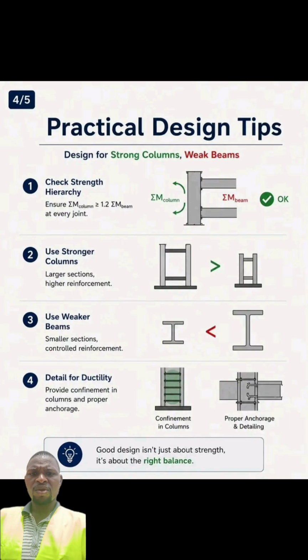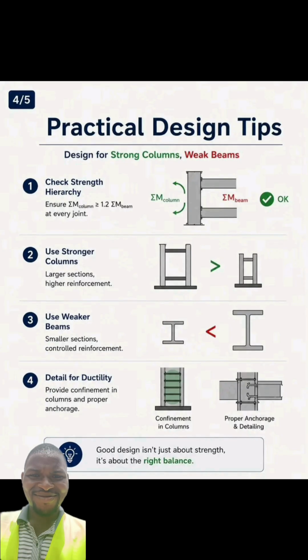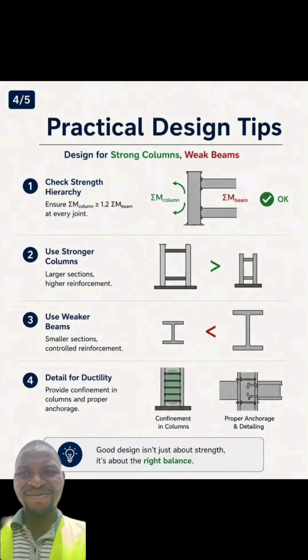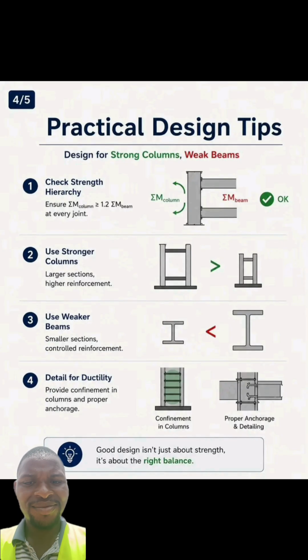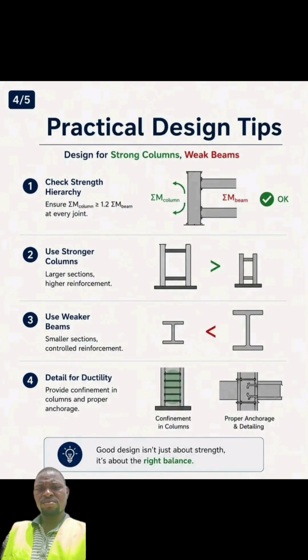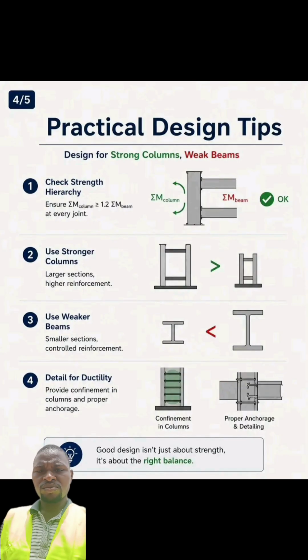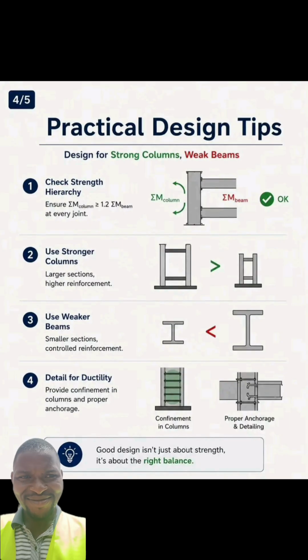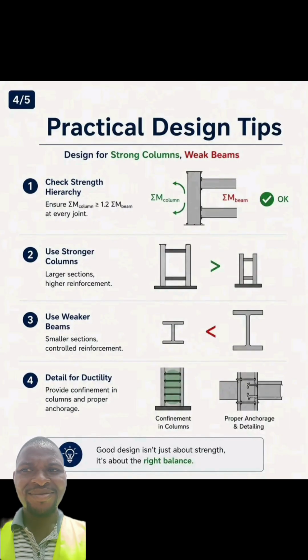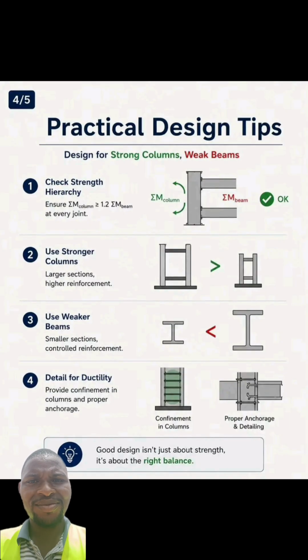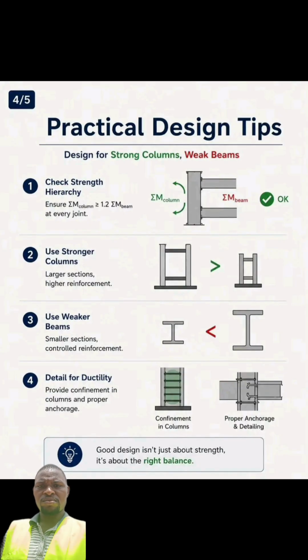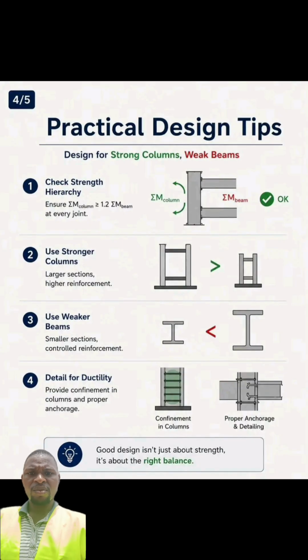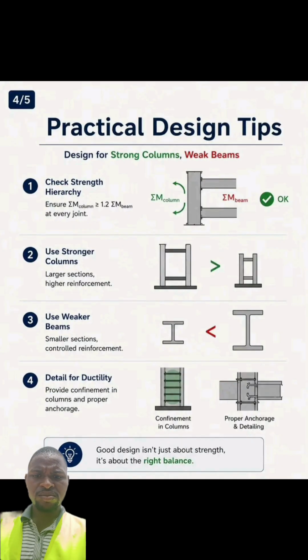Then you're also going to use stronger columns. You understand? Large column sections, higher reinforcement. So you make sure you use large column sections, and if you are going to construct large column sections, it's going to also come with higher reinforcement. Then you make sure you use weak beams. You understand? Because when you make use of weak beams, smaller sections, controlled reinforcement. So when you make use of weak beams, you're going to use controlled reinforcement.